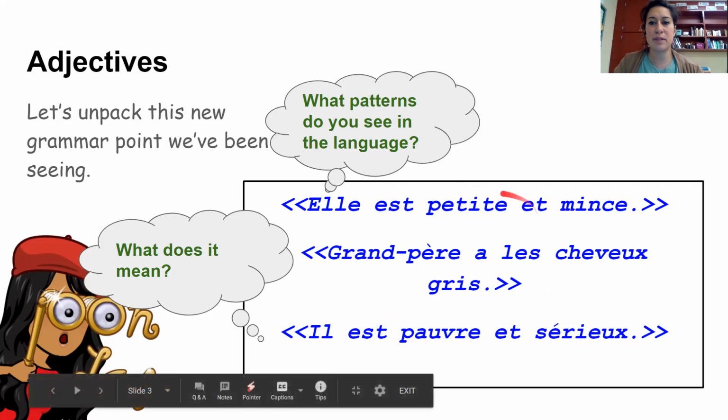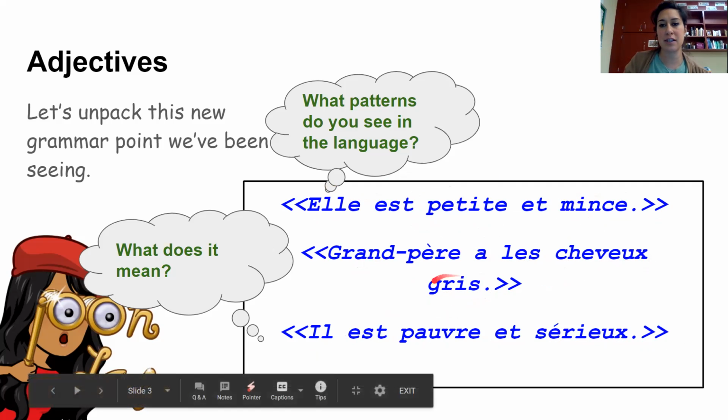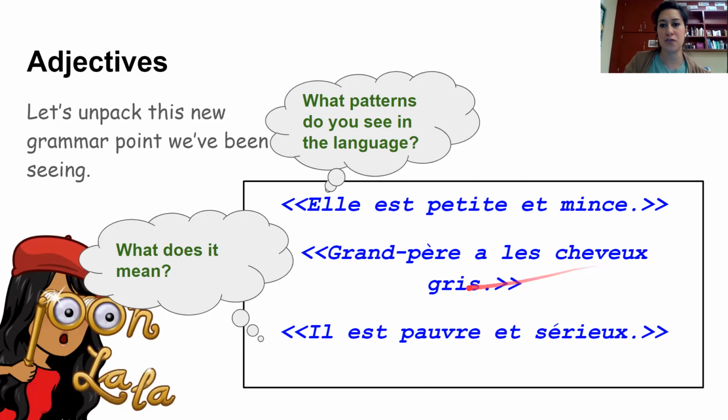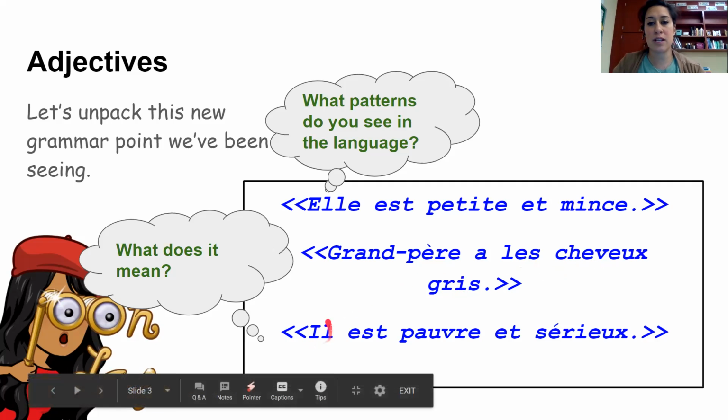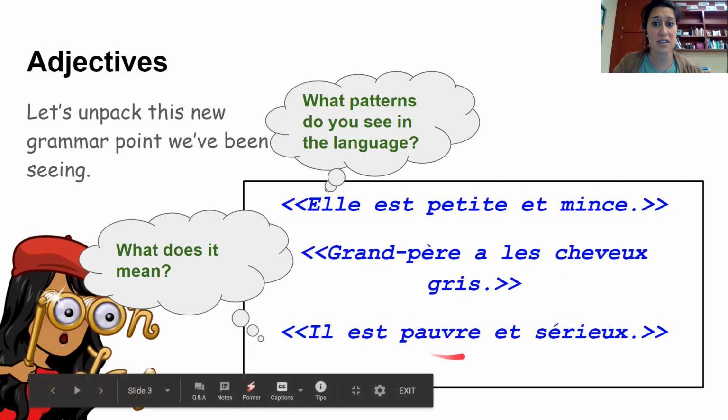All right, if you could identify petite as an adjective, mince is an adjective. They both describe how she is, describing a person. Grand-père a les cheveux gris. Gris is an adjective. The color gray is an adjective. It describes the color of the hair, les cheveux gris. And then the last one, il est pauvre et sérieux. Pauvre et sérieux are two adjectives. This time, these are personality adjectives. They're describing how he is in terms of his personality or his situation.